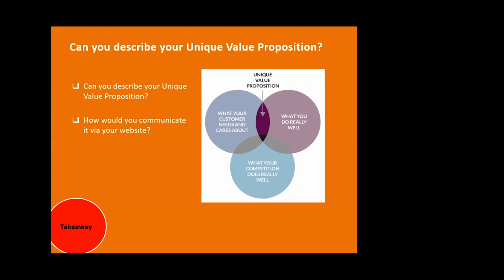So again, for many people, I'm sure this is something that you've given some thought to, and you understand what it is, and you could describe it quite well. But if you haven't, just by way of a take-home piece, spend some time to see if you can describe your unique value proposition. Typically, it's 2 to 3 lines to describe what makes you different versus your competition, and then have a think about how you might communicate that via your website.